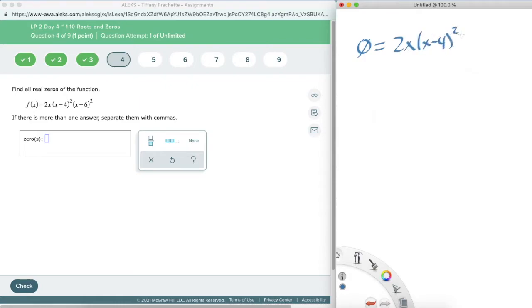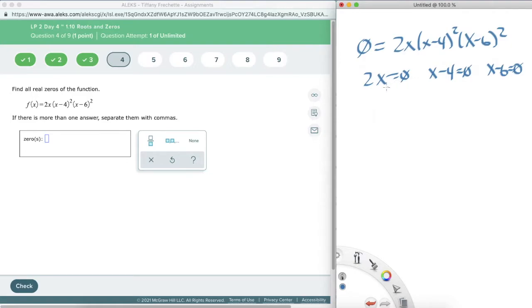Squared and x minus 6 squared. So they've factored this all the way down. There's nothing left to factor here. So what we want to do is go ahead and set each one equal to 0 and see what we get. And there are two of them here, but they would both be the same equation, right? We don't need to actually write them twice in this situation.